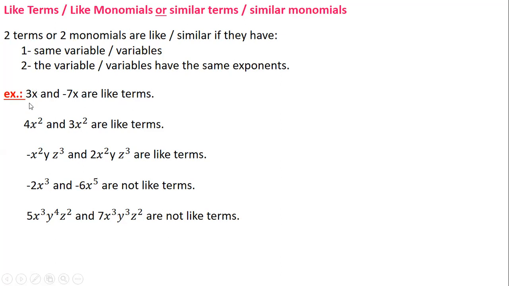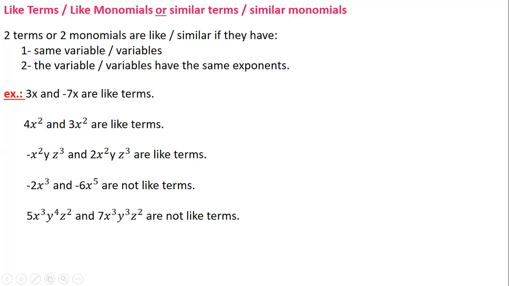Here, 3x is a monomial, minus 7x is a monomial. I don't care about their signs. To see if they are like terms or like monomials, I don't care about the sign, I don't care about the coefficient. What I care for is I should see if they have the same variable or variables. In the first monomial, or in the first term, the variable is x. In the second term, the variable is x. So x is the only variable in both terms.